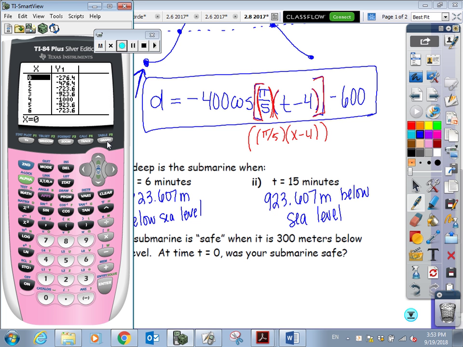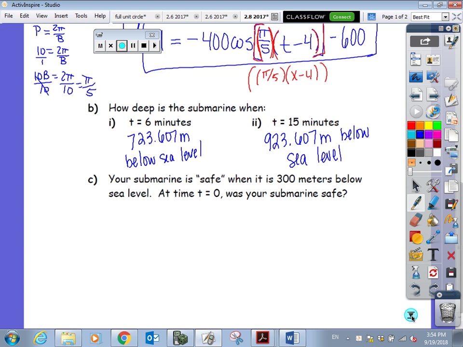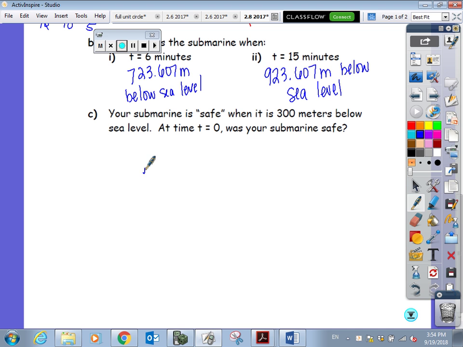So it tells us at time equals 0, we were 276.4 meters below sea level. So we were not 300 meters or more below sea level. Therefore, no, not safe.